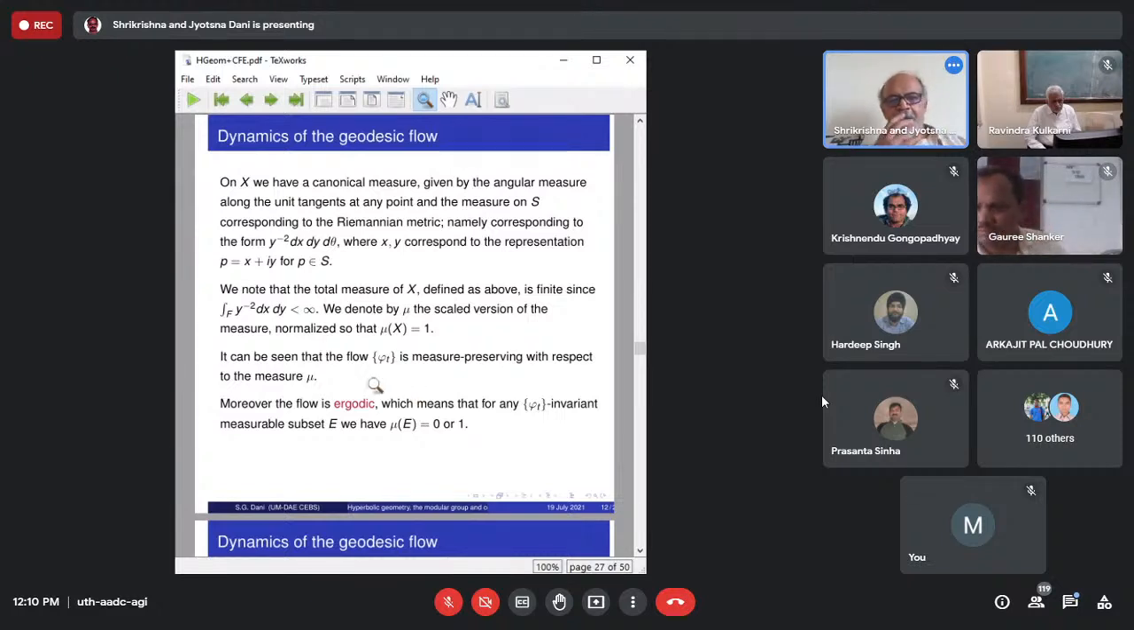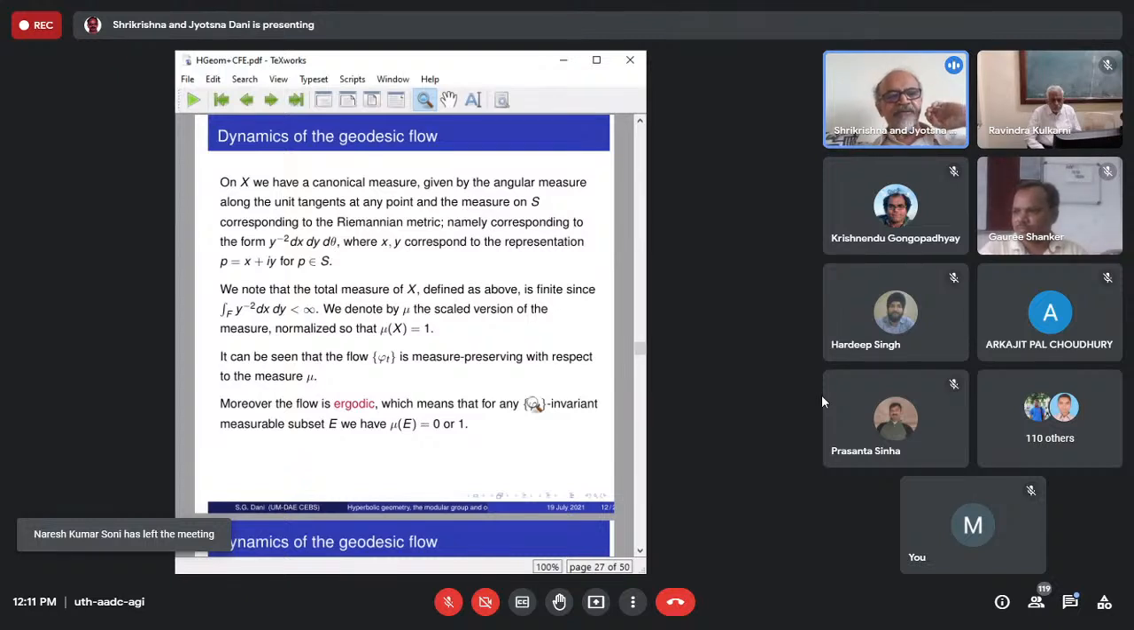Now, another interesting property that it has is that it is ergodic. Ergodic, being a flow on a space with a finite measure which it leaves invariant, means that if you take any measurable subset, and it happens to be invariant under the flow that you have, then the measure is either 0 or 1. So what is it saying?